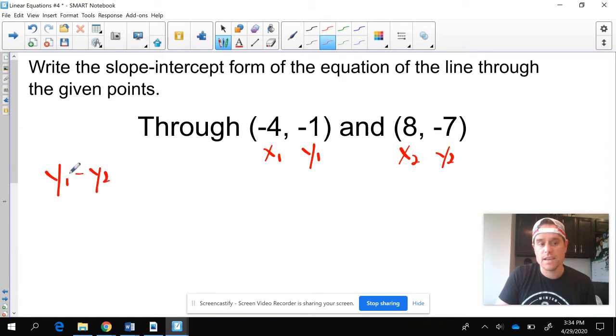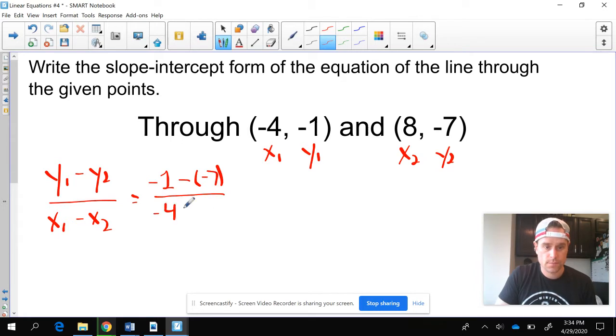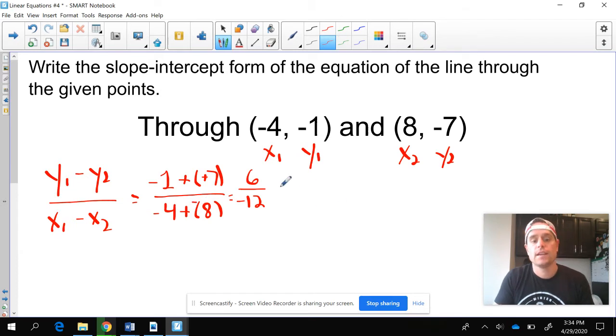Again, when I said flip, I mean you can use y2 minus y1. Doesn't matter. Sometimes it keeps it easier by keeping the x1 minus x2. So it's going to be -1 minus, and I always like to put this in parentheses, -7, over -4 minus 8. That's going to make that plus positive. And again, what we're doing here is finding slope first. That's a 6 over -12, because we make that plus a negative. And your slope is going to be -1/2. This is going to be our slope.